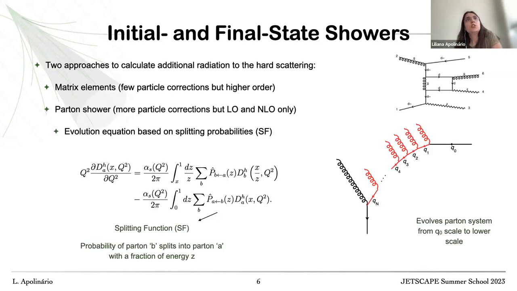And this is where parton showers can actually come to help, because although they are less accurate than the full matrix element calculations, at least they allow us to cast the evolution of a parton system from a given scale, let's say Q0, to a lower scale Qn. And this is done through some evolution equations that are based on the splitting function probability. So if you recall your quantum field theory or QCD course during university, you might have seen this. And basically, this is the building block of the subsequent parton showers.